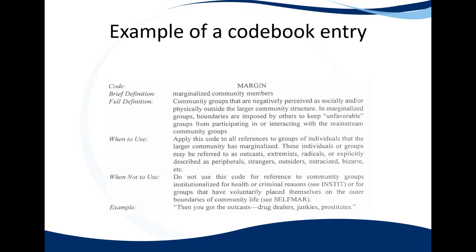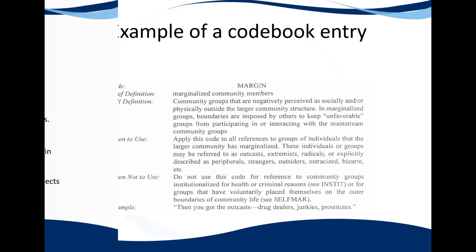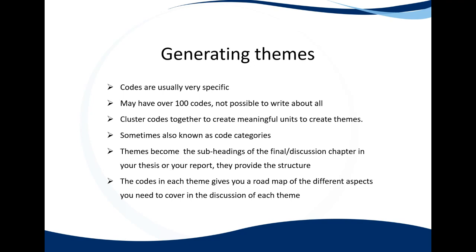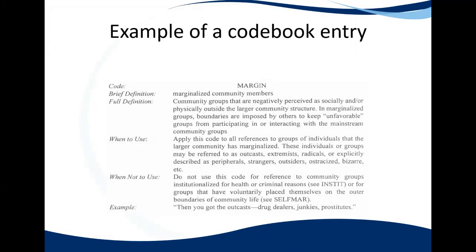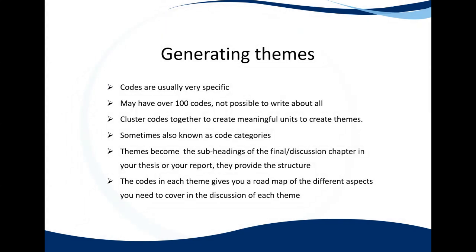And you'll see there at the bottom, it just gives an example of how maybe an interviewee could use these words in a sentence during the interview. Okay. All right. And codes are very specific, right? Like I've said, outcast, periphery. What did we have? Ostracized, bizarre. So very, very specific words, right? And as you can see, it can easily build up to many, many codes.